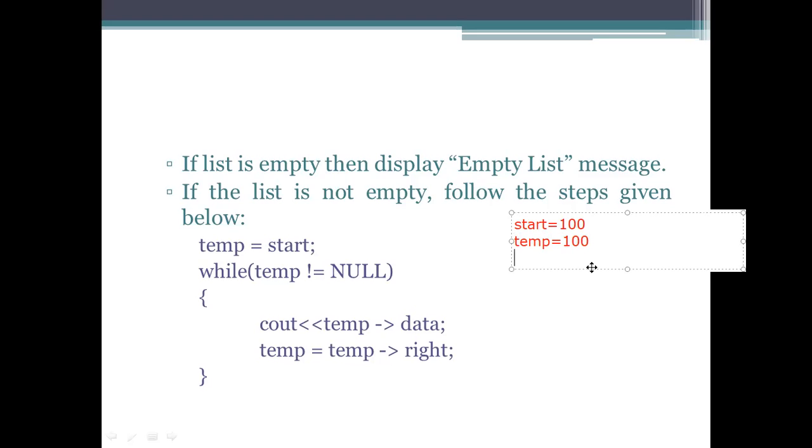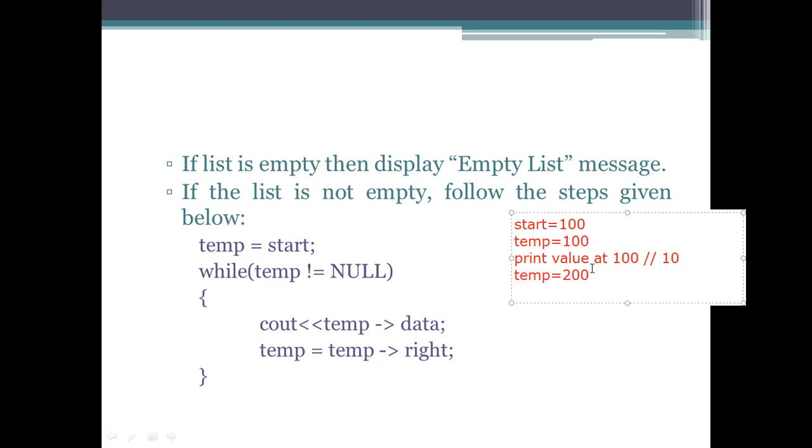Let the values be 10, 20, 30, 40. Print the value at temporary. What is temporary now? 100. So that is 10. Okay. Now update the temporary value. The temporary value here is 100's right side value, which is 200. Temporary's value here is 200.